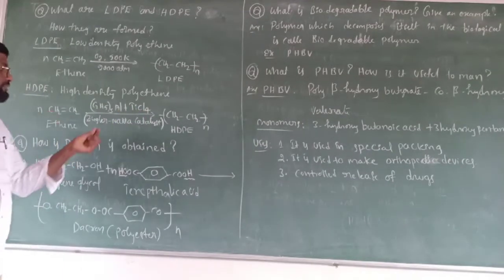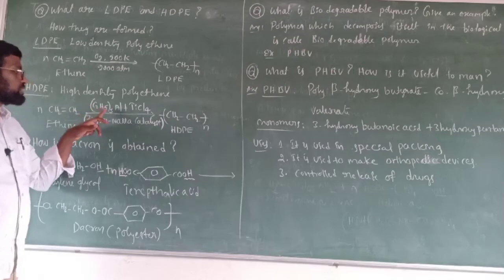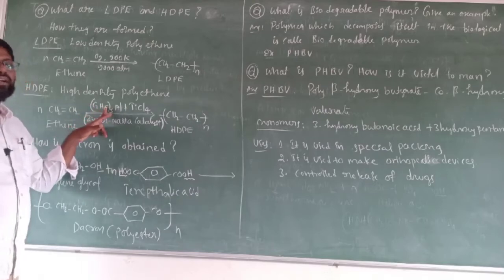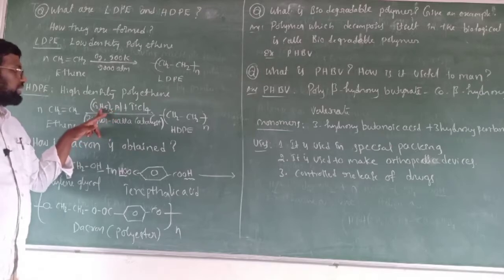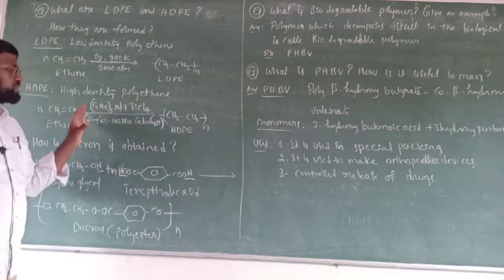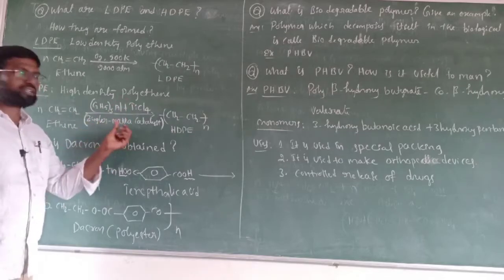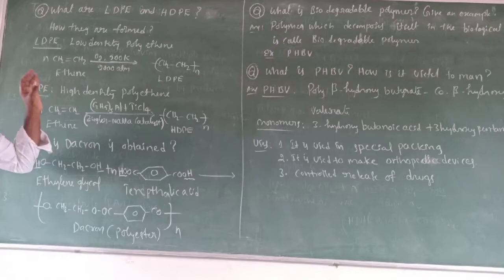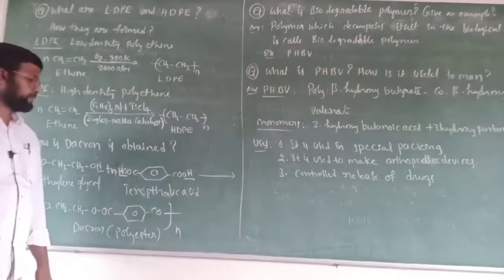It is a mixture of triethyl aluminum and titanium tetrachloride. Here C2H5 is an ethyl group, and there are 3 ethyl groups. So triethyl aluminum plus titanium tetrachloride. A mixture of these two is called Ziegler-Natta catalyst. It is extensively used in the preparation of high density polyethylene.